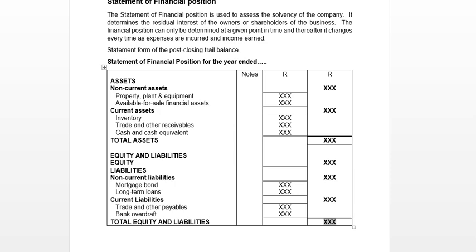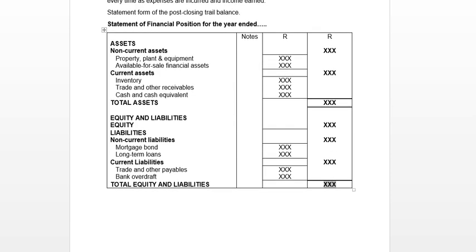Okay, so this statement gives a financial position at any point in time, and it changes every time as expenses are incurred or income earned. So it's a statement form of the post-closing trial balance. So you look at the format.